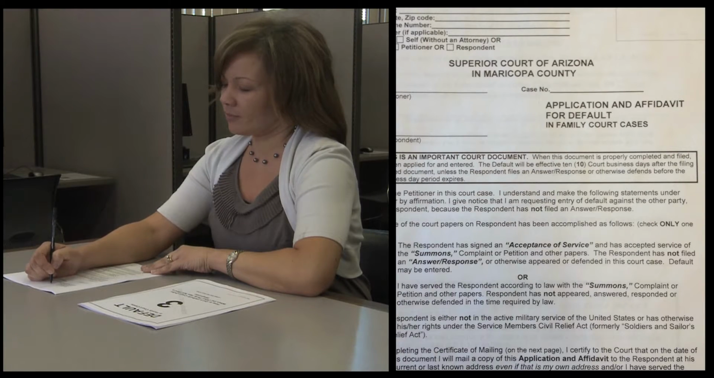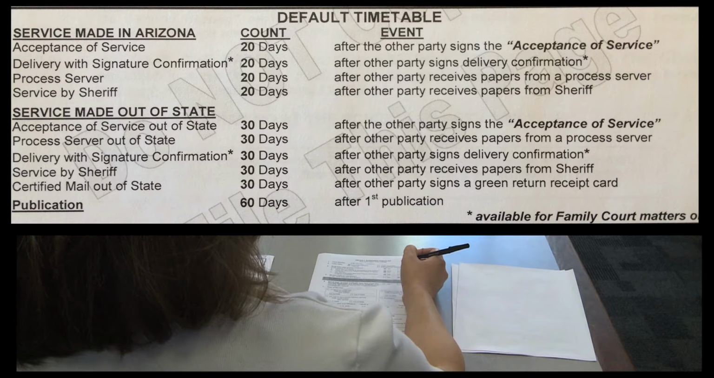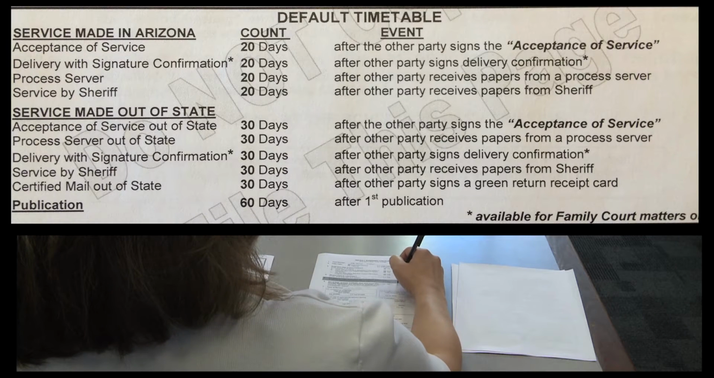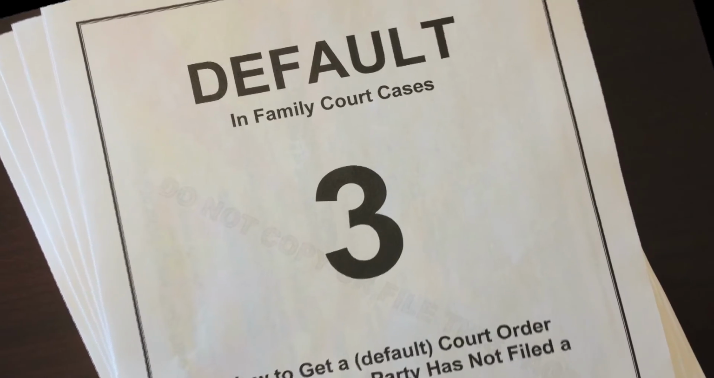You can pick up the documents from the Self-Service Center or print them online. Fill out the application affidavit for default in family court cases. You must do this if you want your case to move forward. When the time shown in the default timetable has passed, sign and date the application. You will need to make 2 copies of the application and affidavit for default.